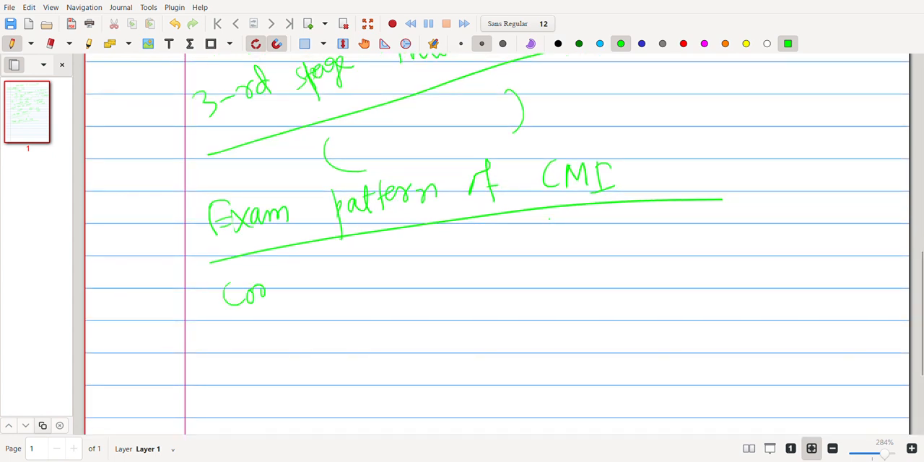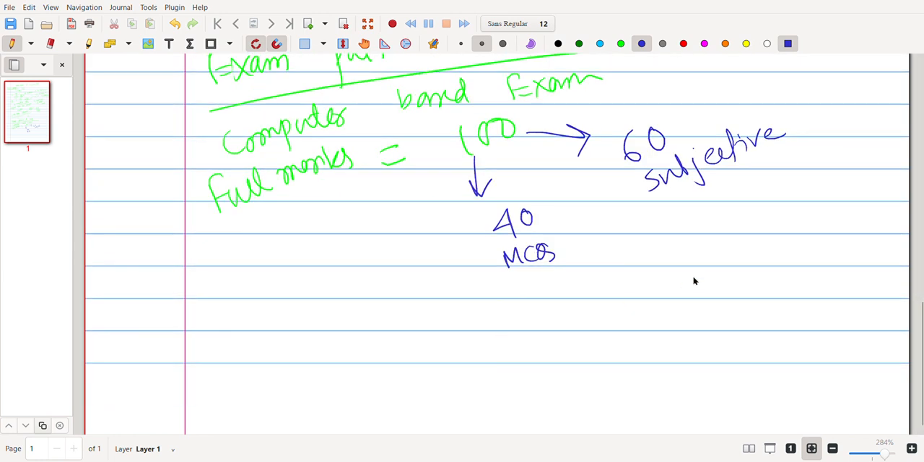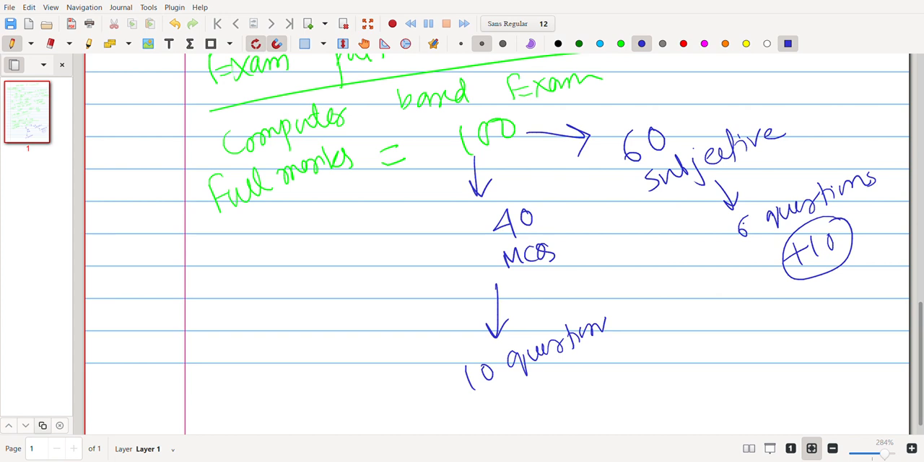A computer based exam. So the CMI paper is basically full marks 100. Full marks is 100, with 40 marks MCQ and 60 marks subjective. Here there are 10 questions, and for the subjective section 6 questions, 10 marks each. Oh, not MCQ, here it is MSQ.